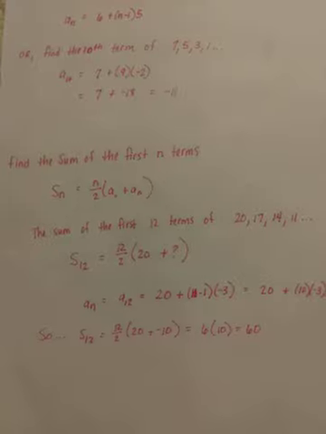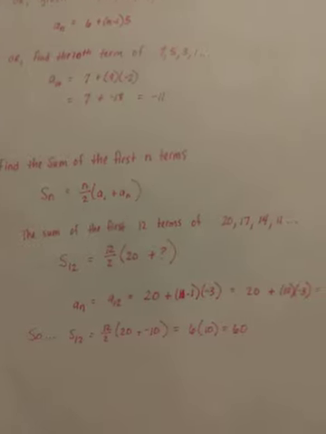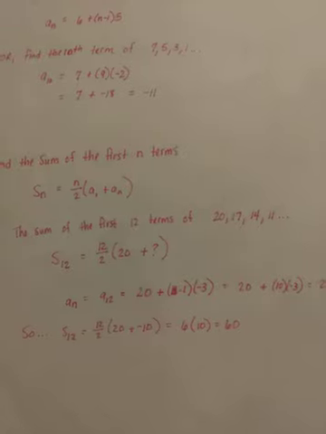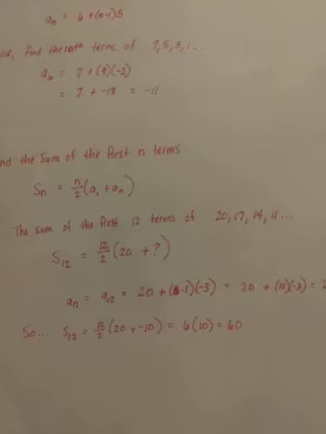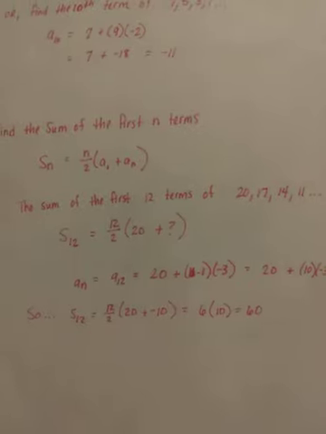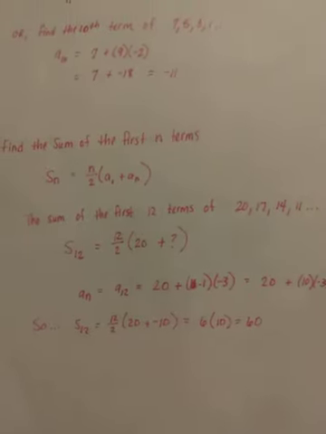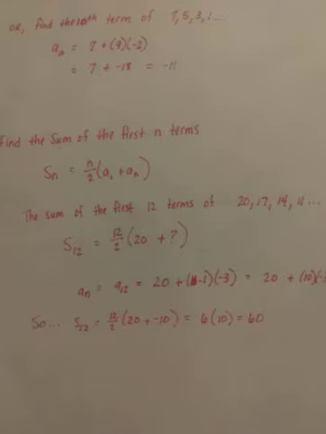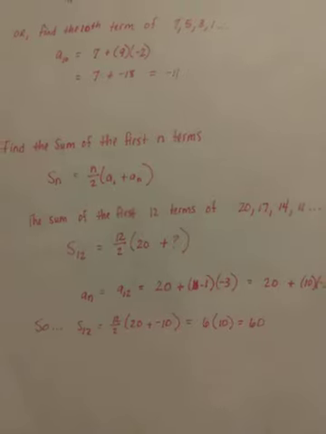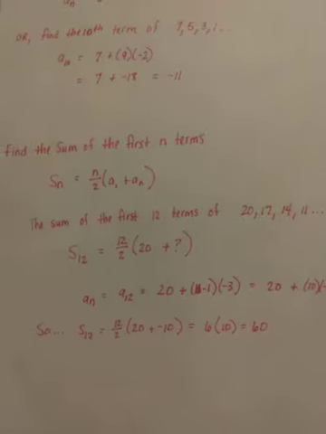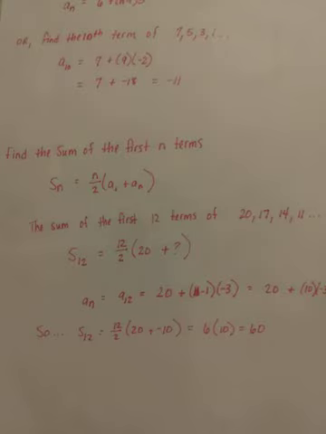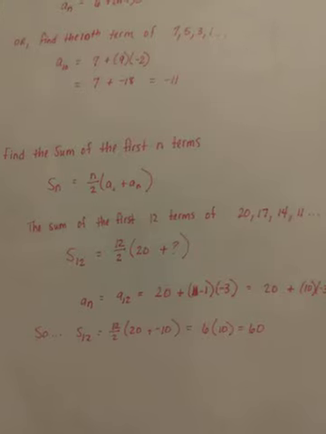So if we want to save time and we're given a sequence like 20, 17, 14, 11, and we don't want to find them all, the sum of the first 12 terms would be s sub 12 for 12 terms. So I put 12 over 2 in place of the n. And then I have the first term, 20, plus the nth term. Well, in this case, the nth term would be the 12th term, but we don't know the 12th term, and we have some choices here.